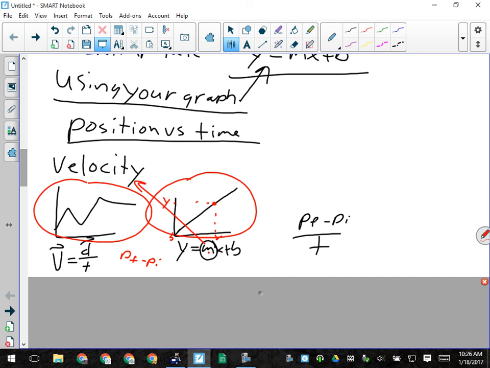So if I manipulate for slope, for m, that's going to be m equals y minus b, because I would subtract b over to this side, divided by x. On this graph, y minus b is my final position minus my initial position divided by time. That's where that formula comes from. That's why the slope of the line equals velocity on this graph.